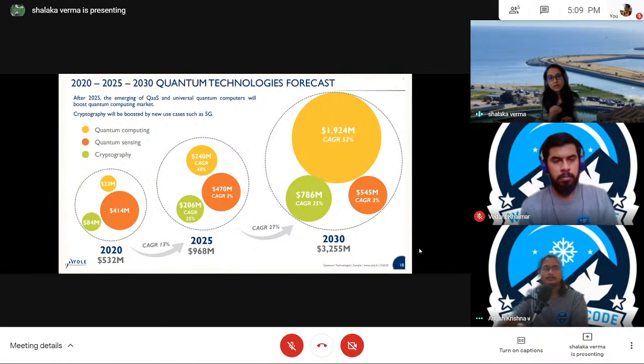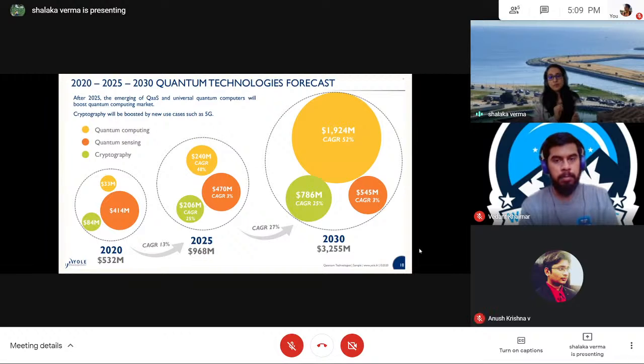If you look at the quantum computing market, it is actually the smallest market today at about 33 million, but it is also projected as the fastest growing market. We are looking at about a 2 billion market in the next 10 years on quantum computing.